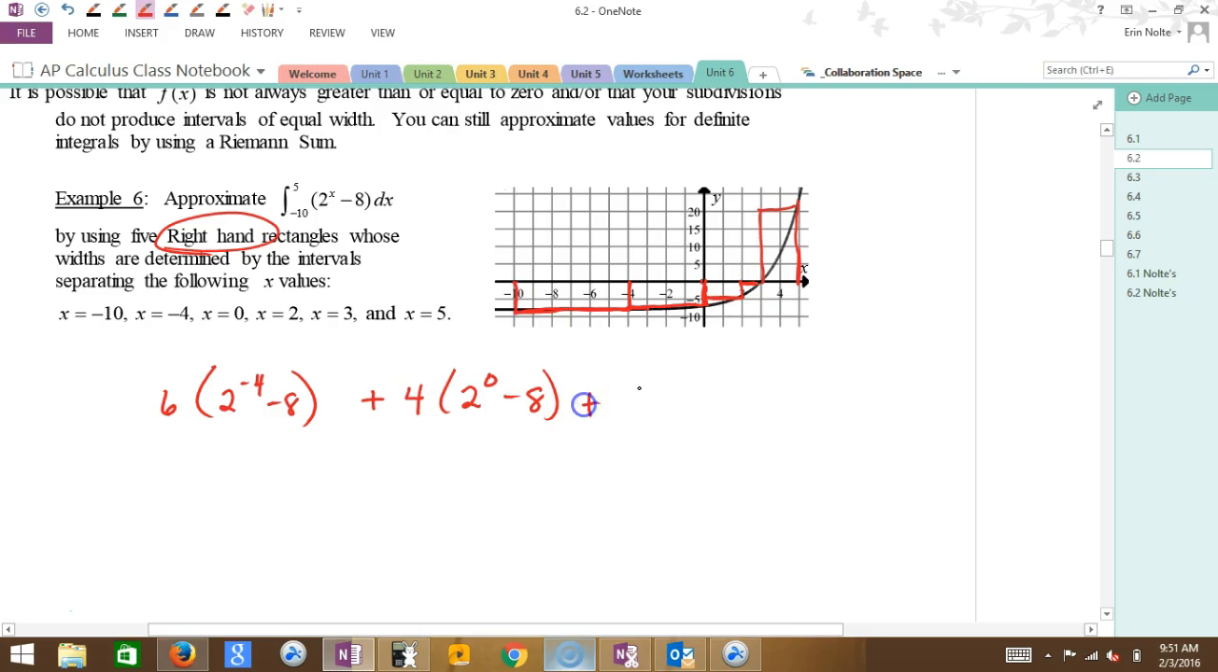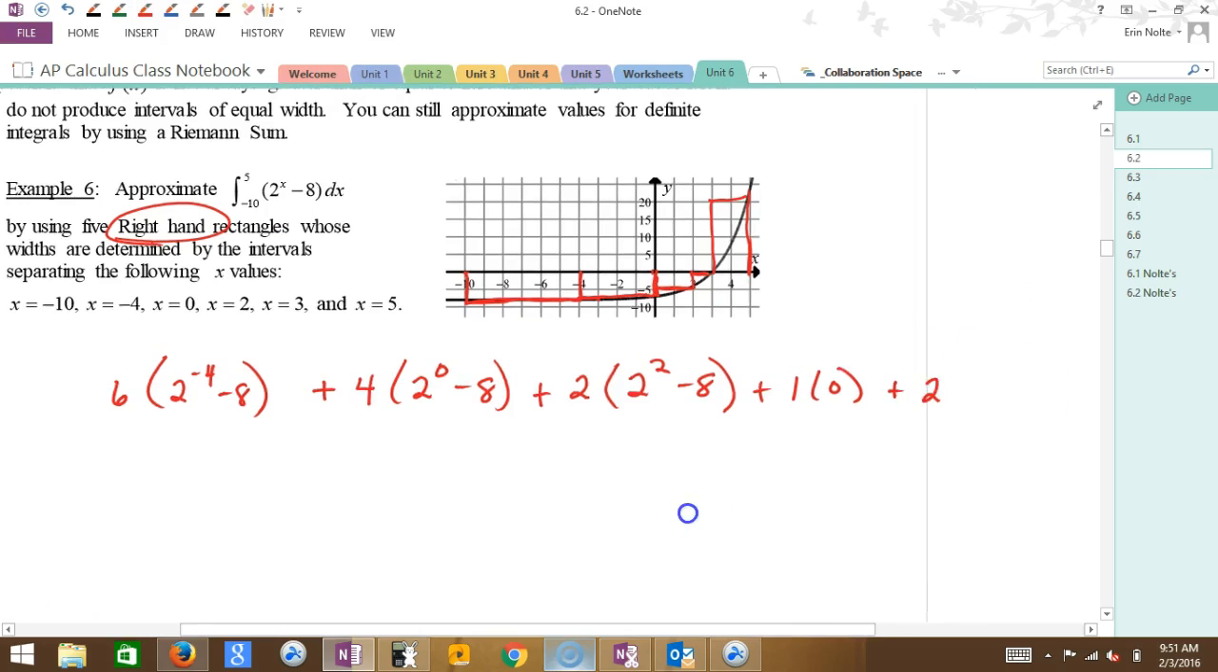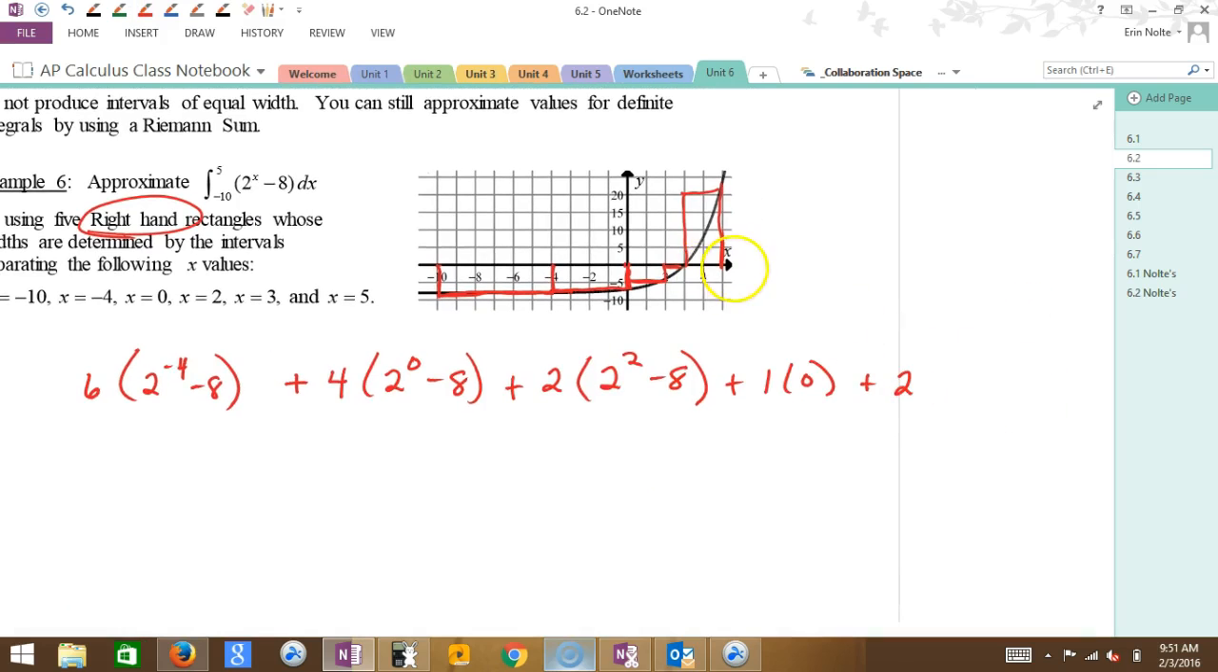And then third rectangle, what's the width for the third one? 2. And we're using what x value for our height? 2. So 2 squared minus 8. Third one has a width of 1 and a height of 0. That was easy. Fourth one has a width of 2. And what x value are we using for the height on the last one? 5. So I plug 5 in.